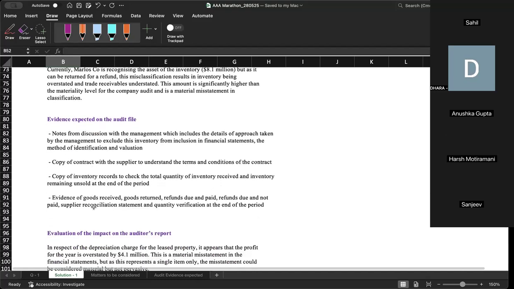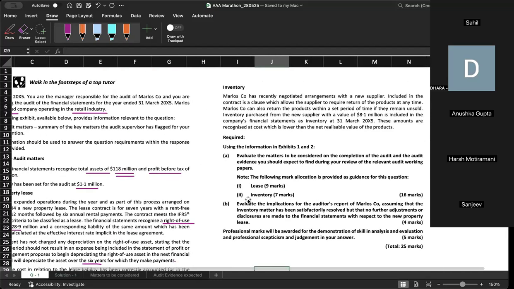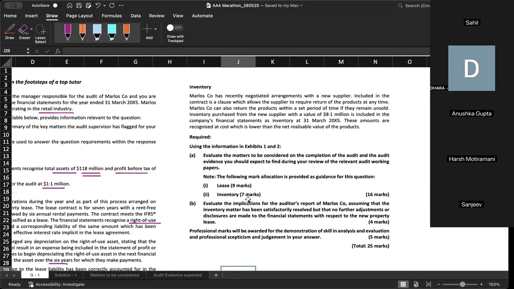Now, evidence expected on the audit file in respect of inventory. Think about it. Tell me what all evidence do you expect to find with respect to inventory? A copy of a contract with the new supplier to check the terms and the arrangement that they have.